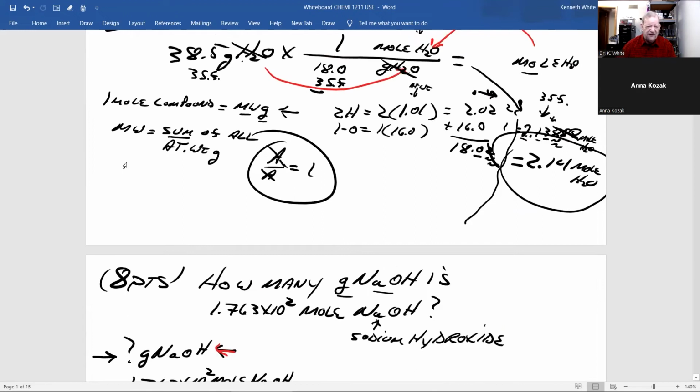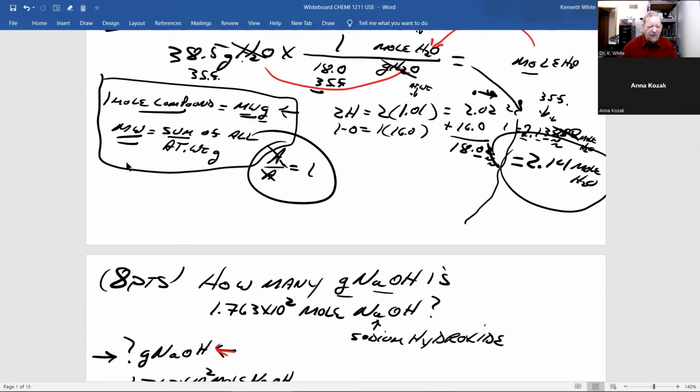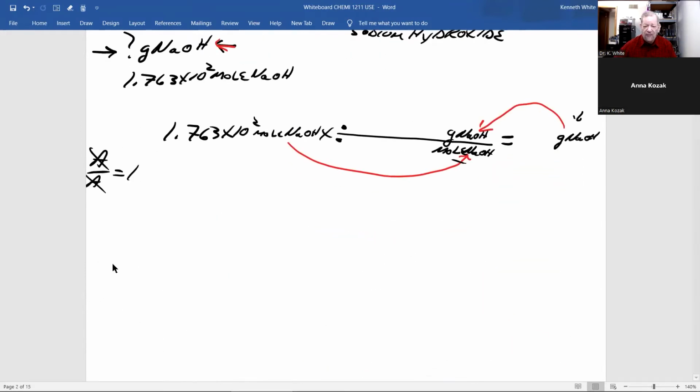And if we look up here, someone nicely wrote: 1 mole of a compound equals the molecular weight of that compound, and the molecular weight in grams equals the sum of all atomic weights in grams. So we know 1 mole of a compound equals the molecular weight. Oh no, we've got to figure out the molecular weight of sodium hydroxide. And that's the sum of all atomic weights.